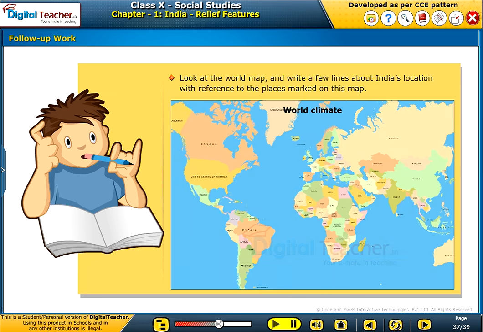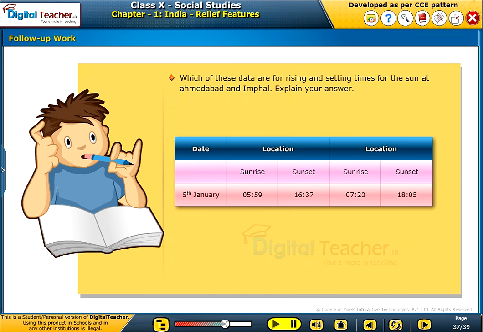Look at the world map and write a few lines about India's location with reference to the places marked on this map. Which of these data are for rising and setting times for the sun at Ahmedabad and Imphal? Explain your answer.